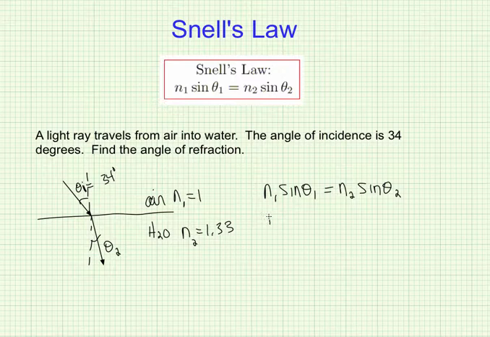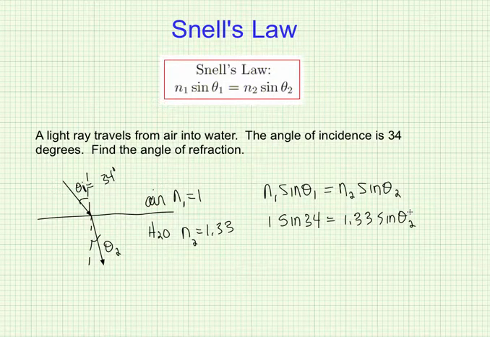The index of refraction of air is 1. I've got the sine of 34. That's going to equal N2, which is 1.33, sine of theta 2. Make sure that your calculator's in degrees, and the way you do that is go up to mode and just make sure you're not in radians. So I'm going to enter 1 sine of 34. That gives me 0.559. Divide that by 1.33.